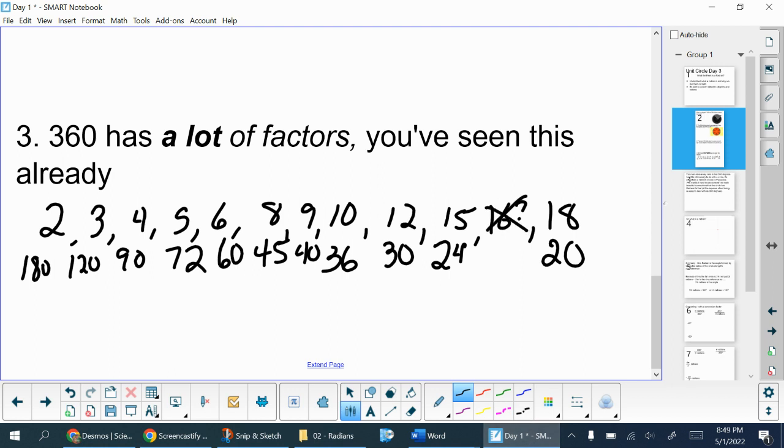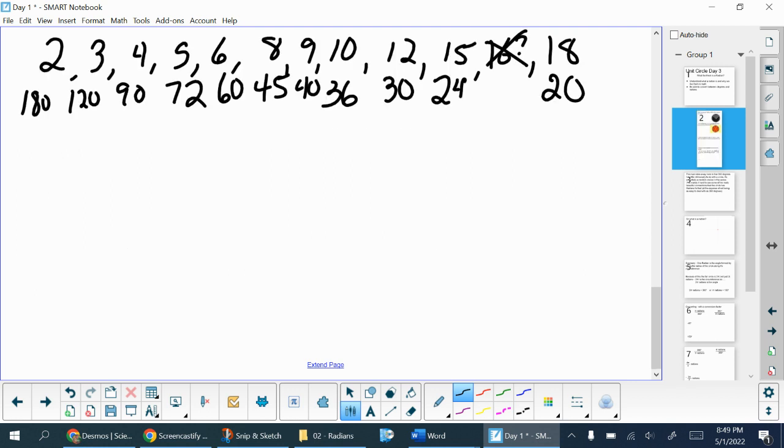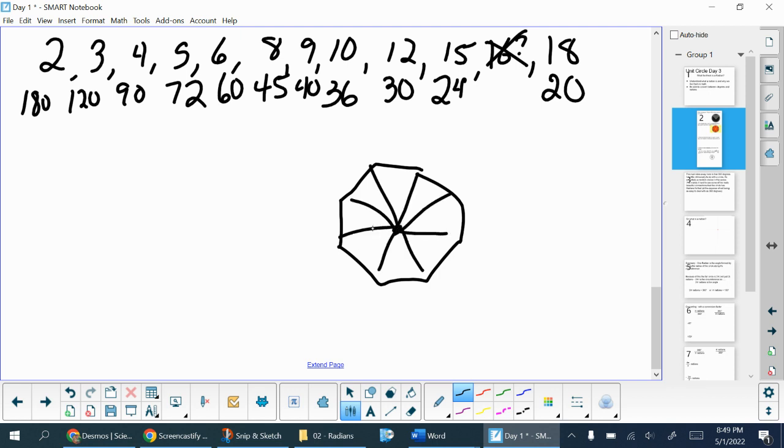Okay, so you can see 360 has a lot of factors, which means it's really easy to do things like, think back to the test we took where we had an octagon and you had to split it up into triangles to find the area. Well, 360 divided by 8 meant each one was 45. You had nice numbers to divide 360 by.